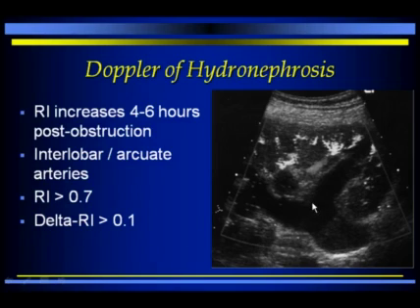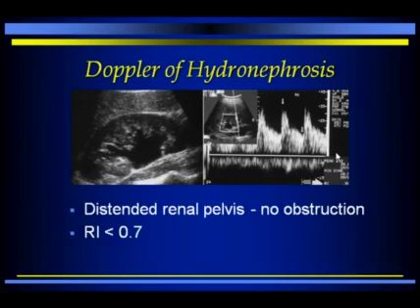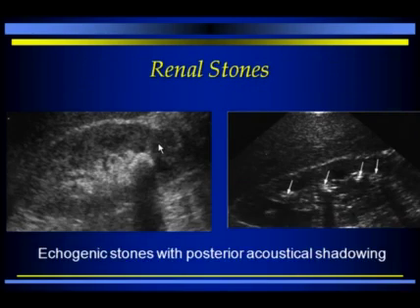So if you have a case like this with hydronephrosis, you get a resistive index out here, and you compare the two sides, and if it's more elevated on the hydronephrotic side by greater than 0.1, that is a sign that we're dealing with obstructive hydronephrosis. So for example, here we have a distended renal pelvis. But here, if you look, the RI is normal. And this RI less than 0.7 suggests that this is not an obstructive hydronephrosis, but perhaps a residual of previous obstruction, or perhaps related to increased diuresis or something along those lines.